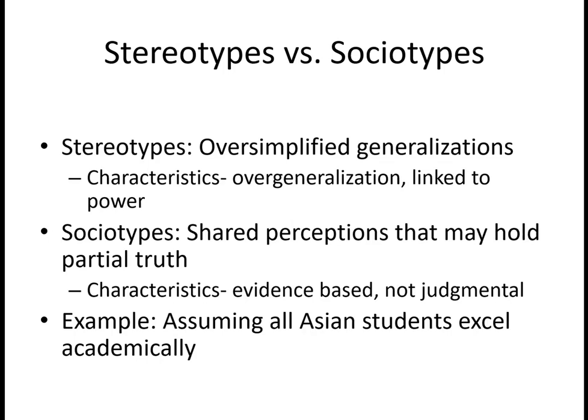Key characteristics of this: overgeneralization, it assumes everyone in the group shares the same traits. It is often emotionally charged and resistant to change. Once formed, stereotypes are maintained even when contradictory evidence appears. And also it is linked to power. Dominant group stereotypes about others often justify unequal treatment or status. And stereotypes can subtly shape teachers' expectations in school and school policies.